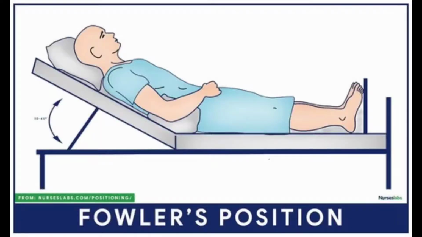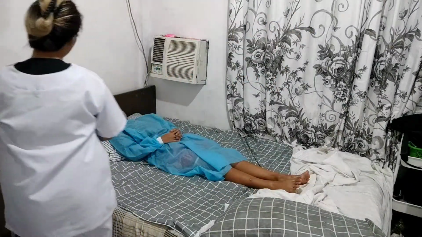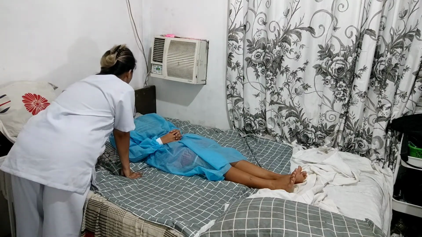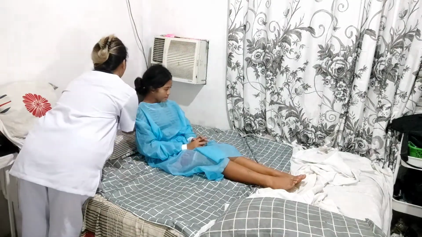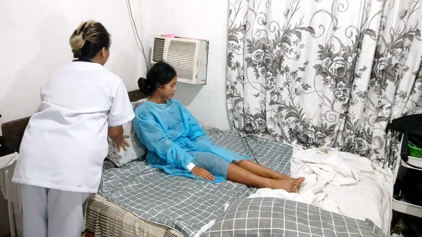Since I'm not in a hospital setting, I'll be using pillows to elevate the client's head. First we will be demonstrating the low Fowler's or semi-Fowler's position, which is approximately 15 to 40 degrees in angle. We'll be using one pillow. Now I will need to adjust your bed. I need you to slightly raise your body, please. Just one. Here. Okay, go ahead and lay down.